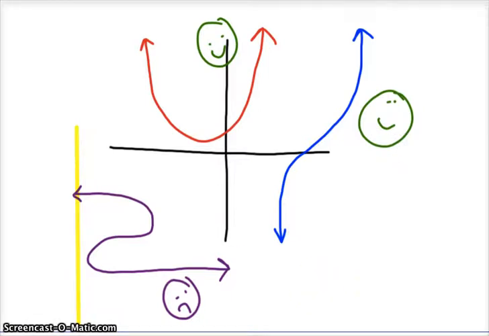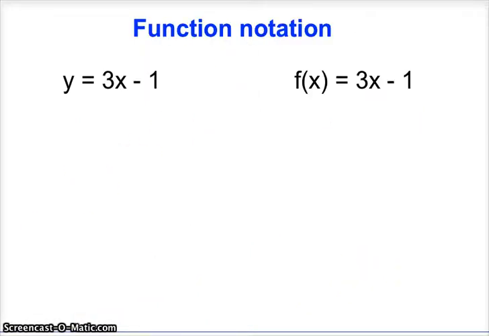Okay, the last little concept we're going to talk about is function notation. So I have two things up here. I have an equation y equals 3x minus 1. And then I have this f with parentheses x equals 3x minus 1. So these things, I'm going to go ahead and tell you, these things are the same. The only things that are different is this y and this f parentheses x.